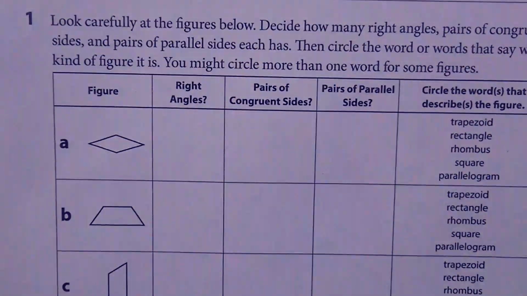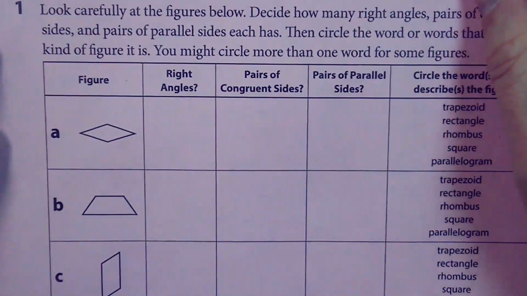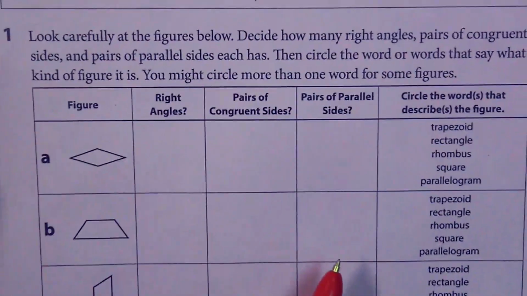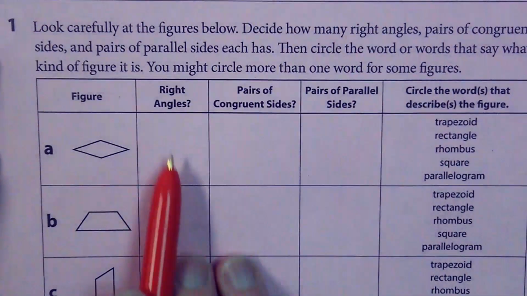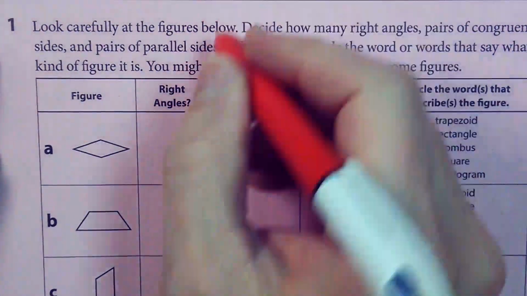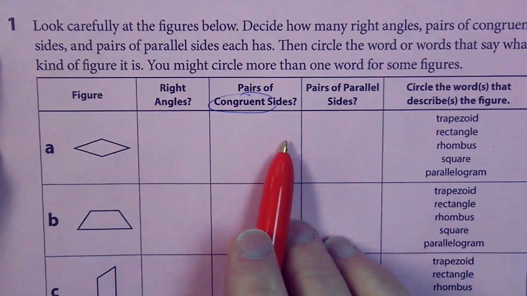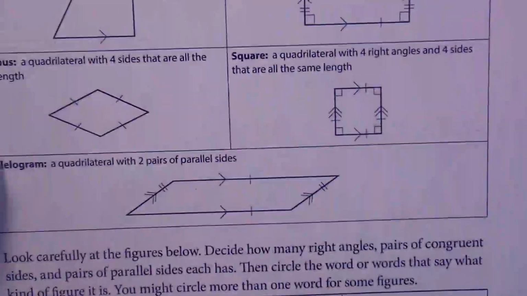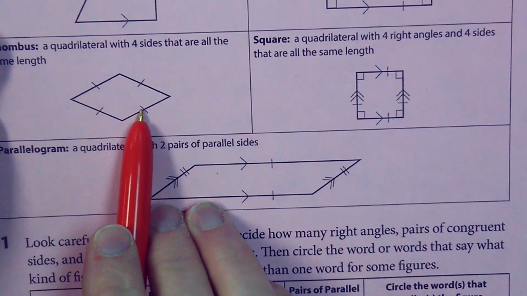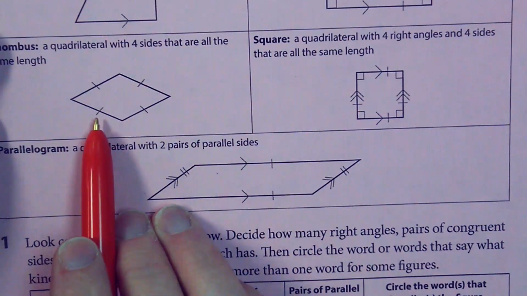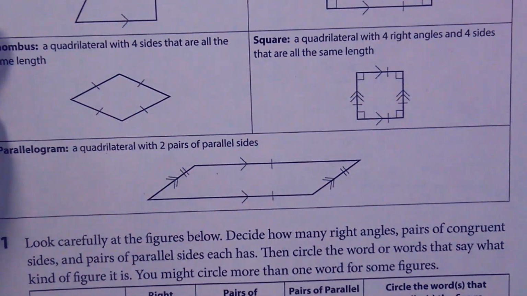Now let's move on. I did a little bit of discussion there, but it's so important to know the difference, especially if you're going to look at diagrams and then answer questions about them. Holy moly! So it says, look carefully at the figures. You're going to decide how many right angles, how many pairs of congruent sides. Congruent is that fancy word that means equal, right? And how many pairs of sides are parallel, right? So these 2 are parallel. That's 1 pair, because a pair is 2, right? These 2 are parallel, so that means there are 2 pairs of parallel lines, okay?